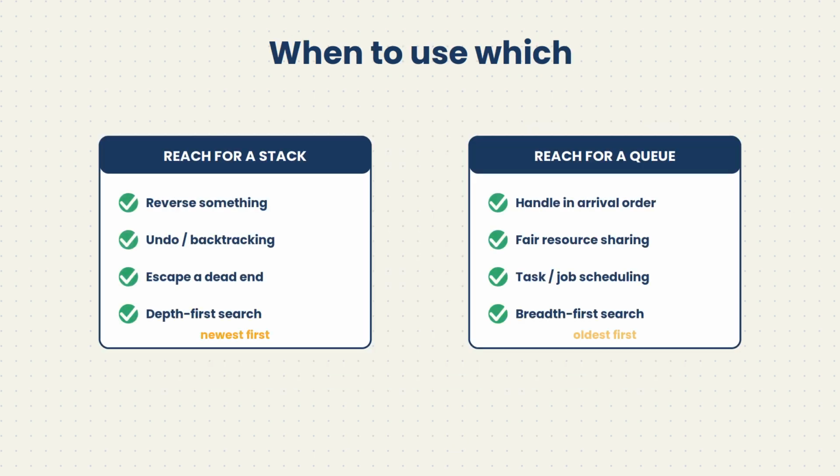Choosing between them is about order. Reach for a stack when the most recent item should be handled first: reversing things, undo, backtracking out of a dead end, or depth-first exploration. Reach for a queue when items must be handled in the order they arrived: task and job scheduling, sharing a resource fairly, or breadth-first exploration. Stack means newest first, queue means oldest first.